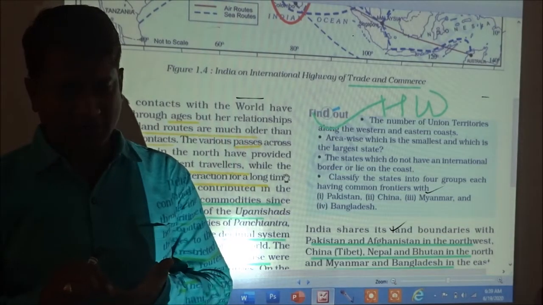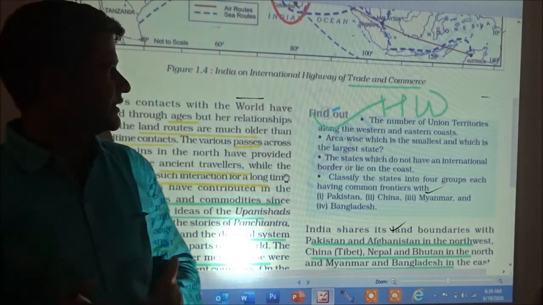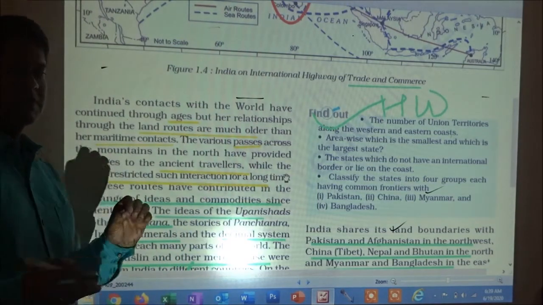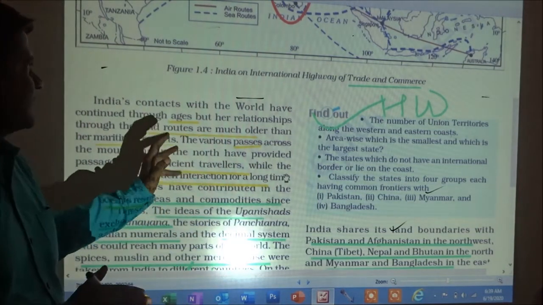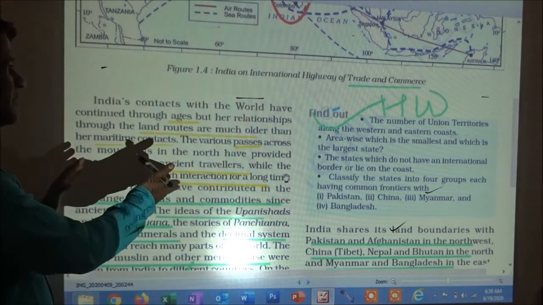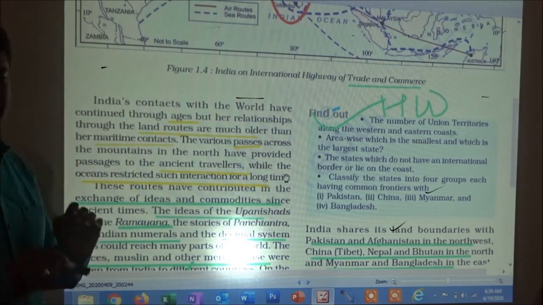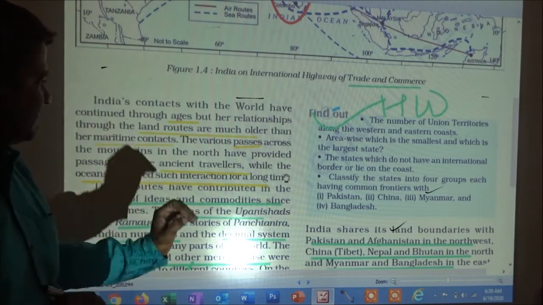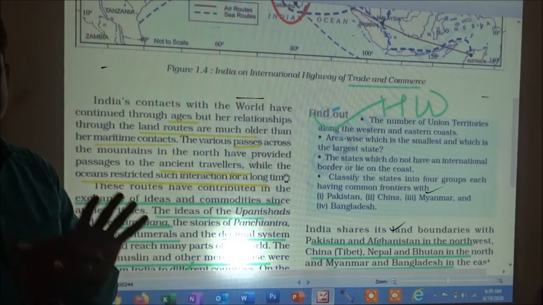Now, if we talk about history, we find that India has had very good relations in the sense of commerce and other things. This relation is not a new type of relation. India has had relations with the rest of the nations in the world from very ancient times, and this relation developed through land routes.